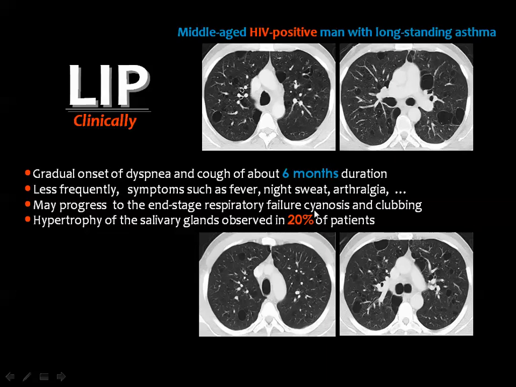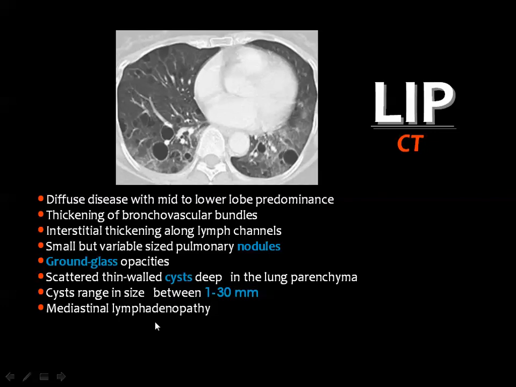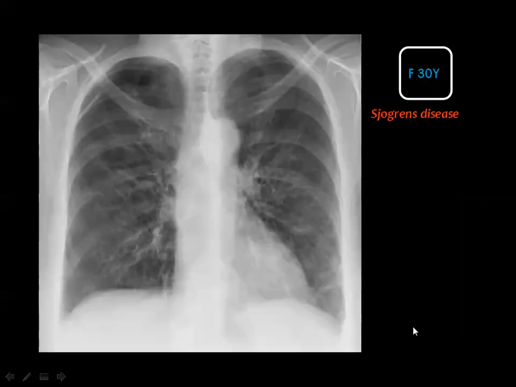In about 20% of patients, you get affection of the salivary glands. Of course, Sjogren disease is a well-known disease that affects the salivary glands and lacrimal glands as well. And by high resolution CT, you get ground glass opacities, and you get scattered thin wall cysts deep in the lung parenchyma. The cysts may range from 1 to 3 centimeter in diameter. They may be associated with mediastinal lymphadenopathy.